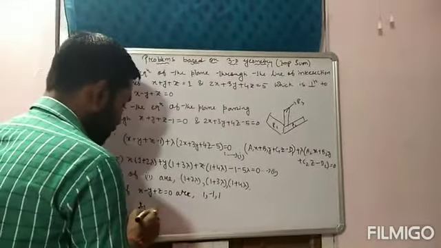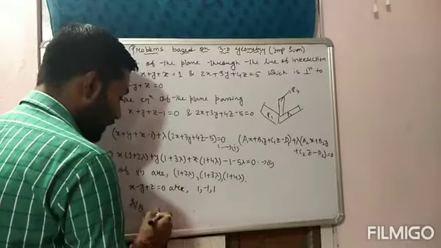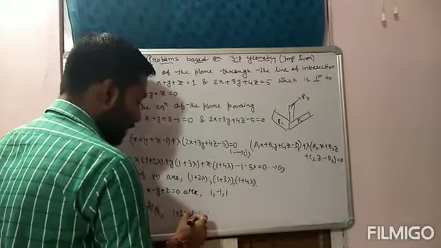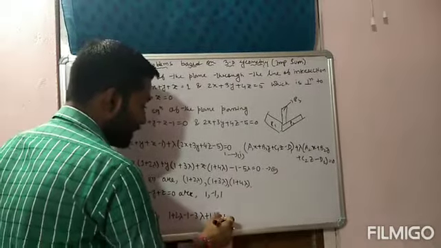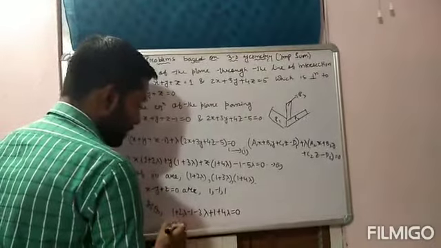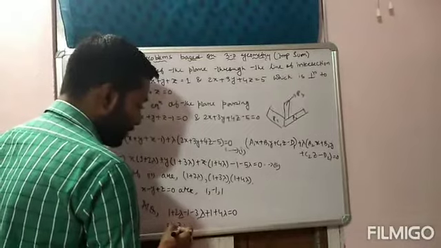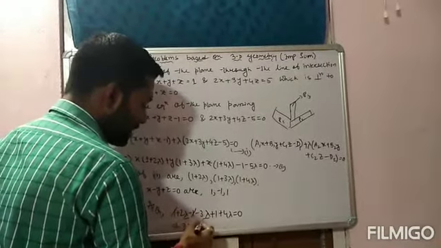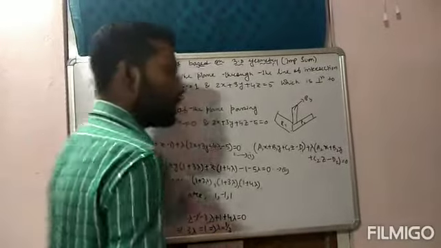So according to the question, now we can write a1 into a2: 1 plus 2 lambda into 1, that is 1 plus 2 lambda only. Minus 1 into this one means minus 1 minus 3 lambda, plus 1 plus 4 lambda is equal to 0. Yes, so 2 lambda minus 3 lambda is minus lambda, minus lambda plus 4 lambda is 3 lambda. 1 minus 1 cancel, this is equal to 1. So lambda is equal to 1 by 3.